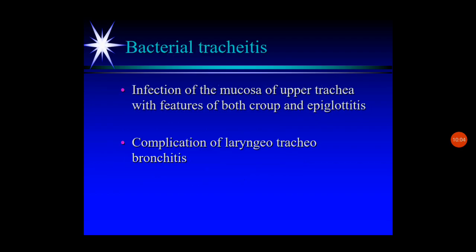The fourth condition in the croup syndrome is bacterial tracheitis. So, infection of the mucosa of the upper trachea with features of both croup and epiglottitis. So, this is bacterial tracheitis.